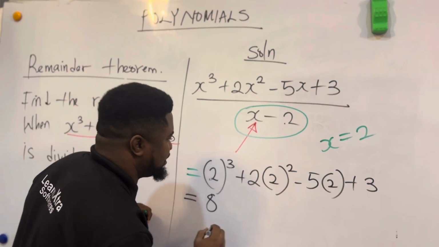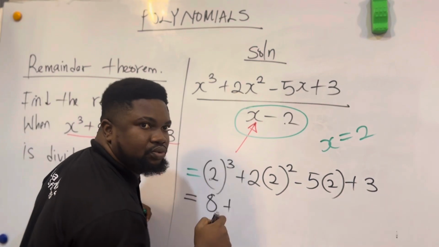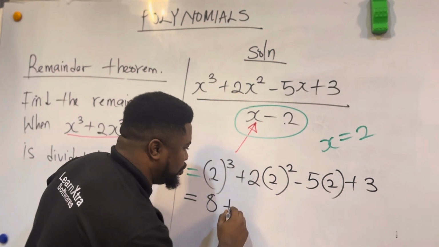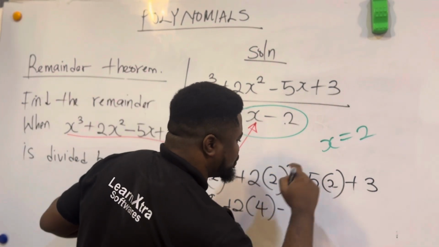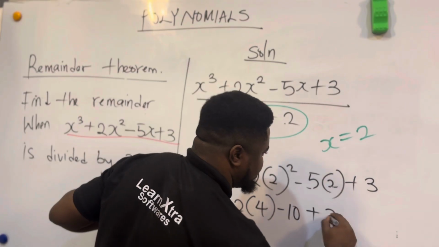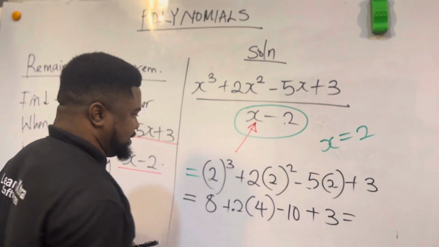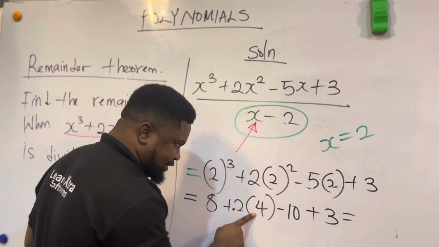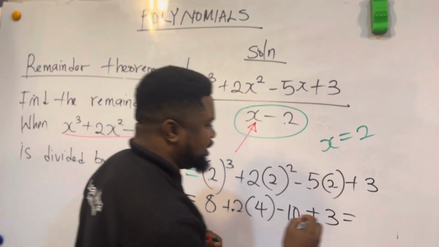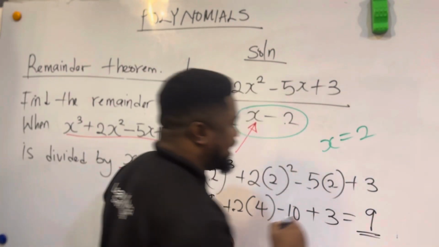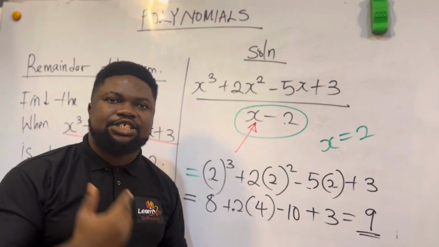So I have 8 plus 2 power 2, which means 2 times 2 in 2 places. That is 2 times 2, 4. That's 2 times 4 is 8, minus 5 times 2, 10, plus 3. If I do the arithmetic, I have 8 plus 8, 16, minus 10, that's 6, plus 3, 9. 9 is the remainder. This is a simple application of remainder theorem.